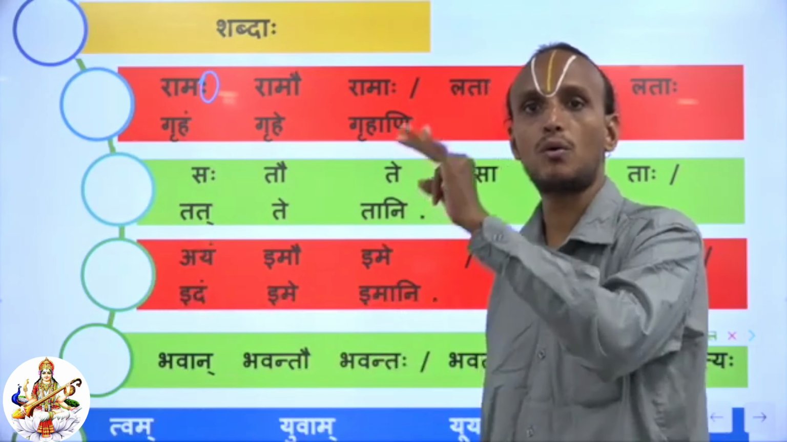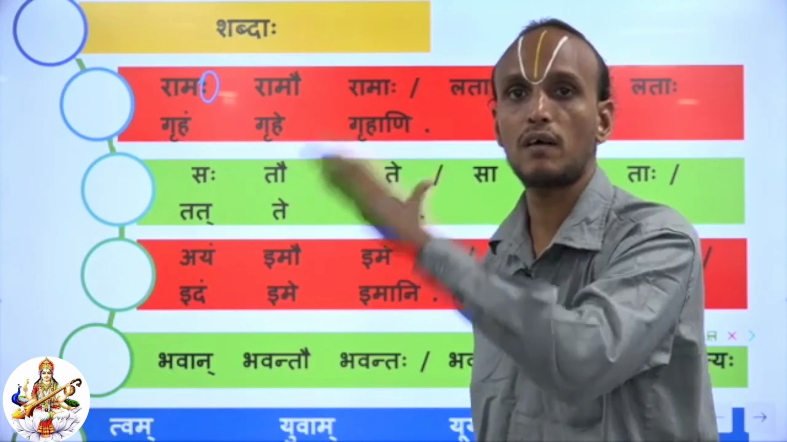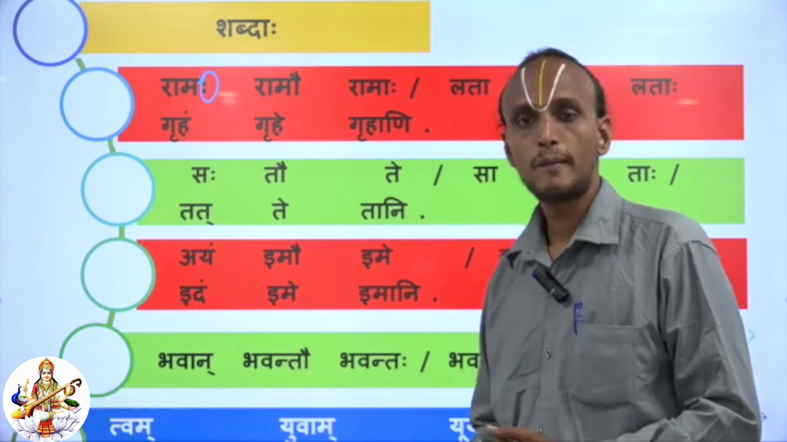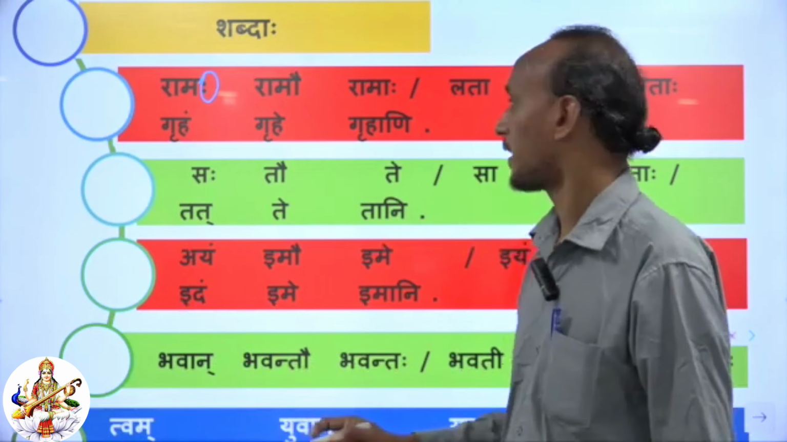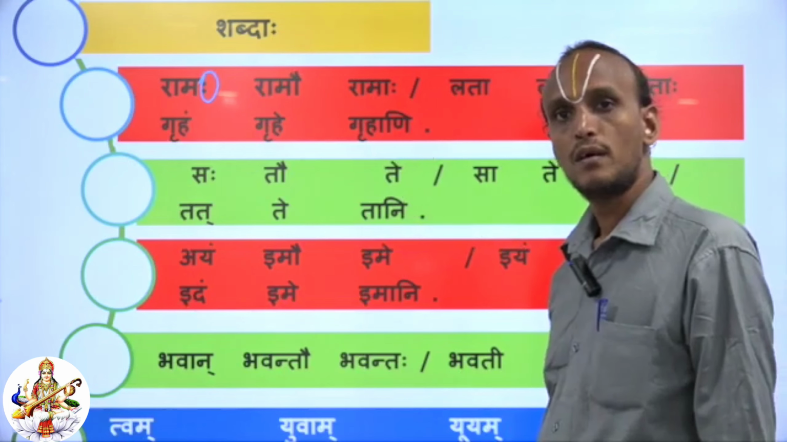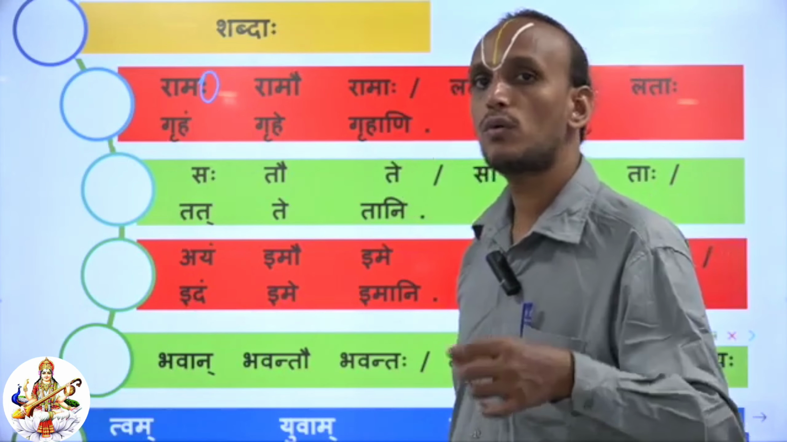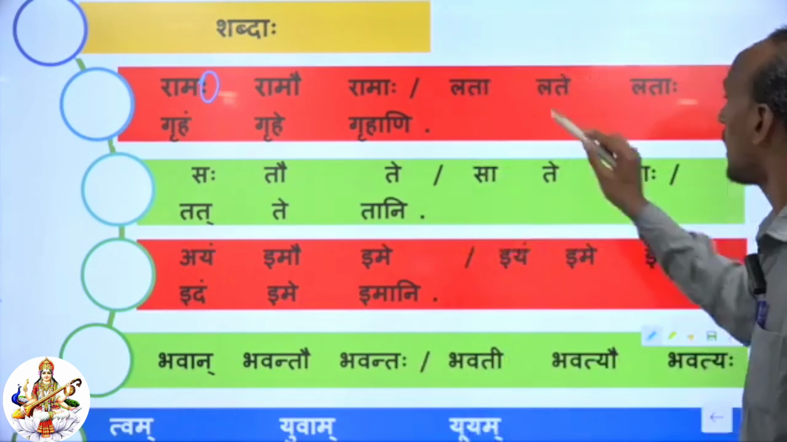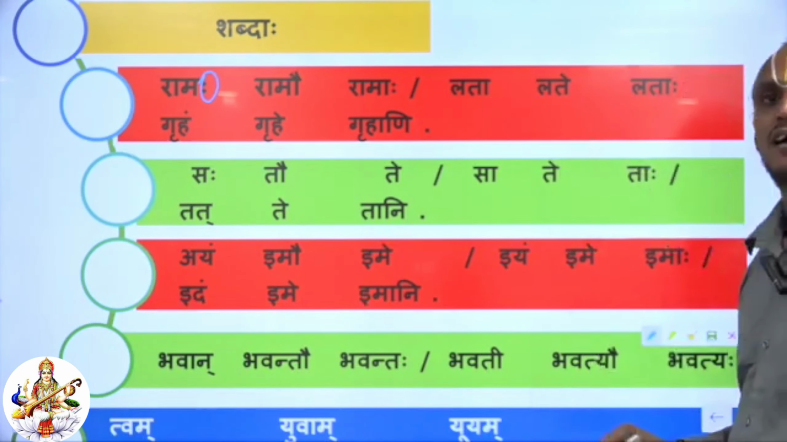Ramaha, Krishnaha, Govindaha, Mukundaha, Madhavaha, Gopalaha. All these Shabdas belong to masculine gender. See here. Ramaha, Ramau, Ramaha. Then I will give you one example for feminine gender. Here the example: Lata, Late, Lataha.